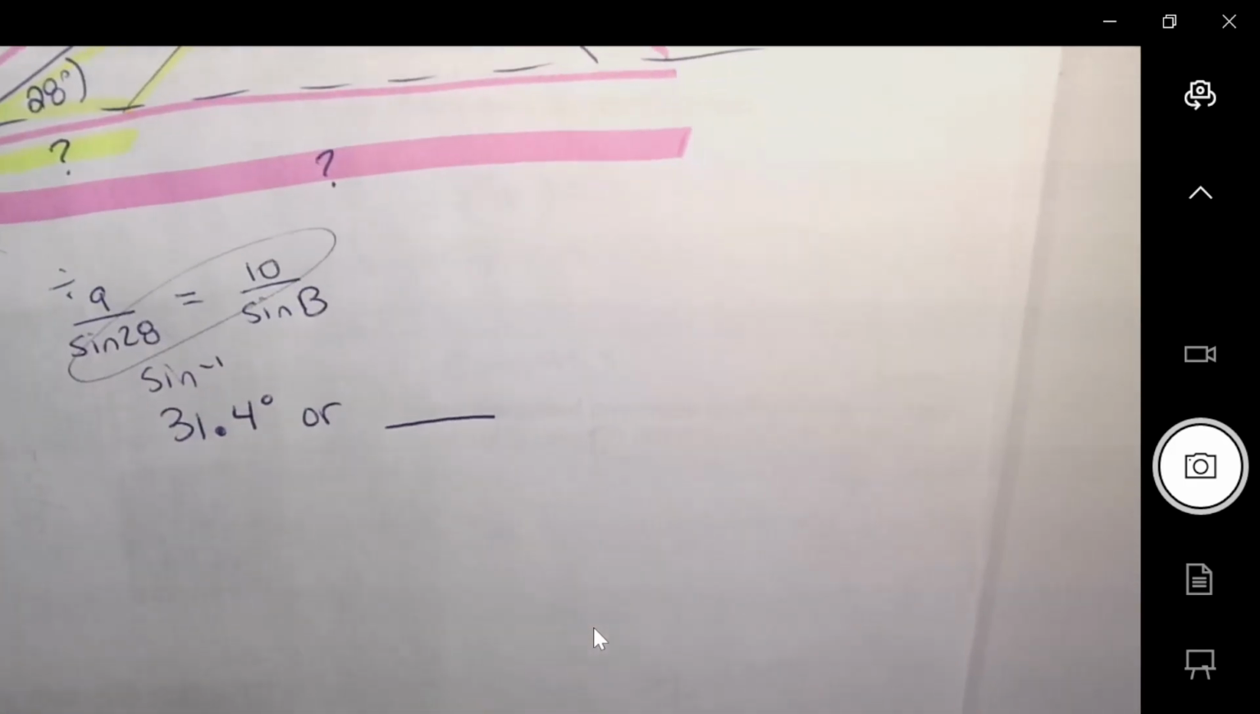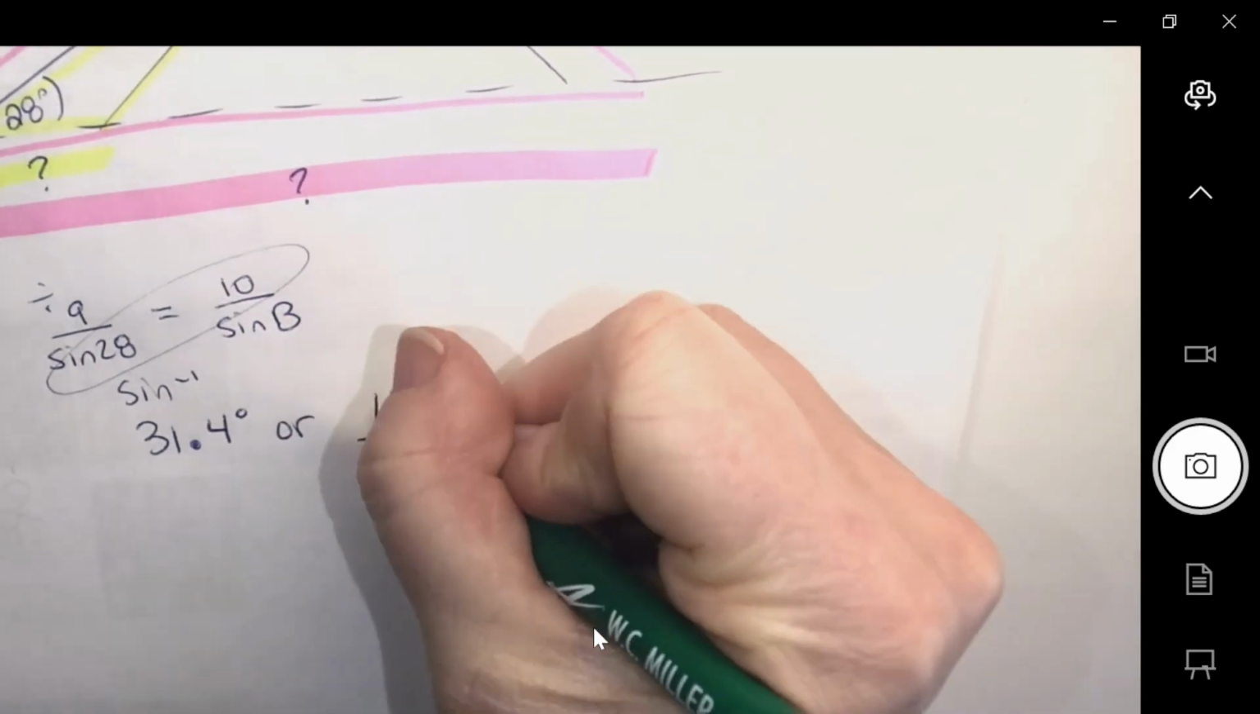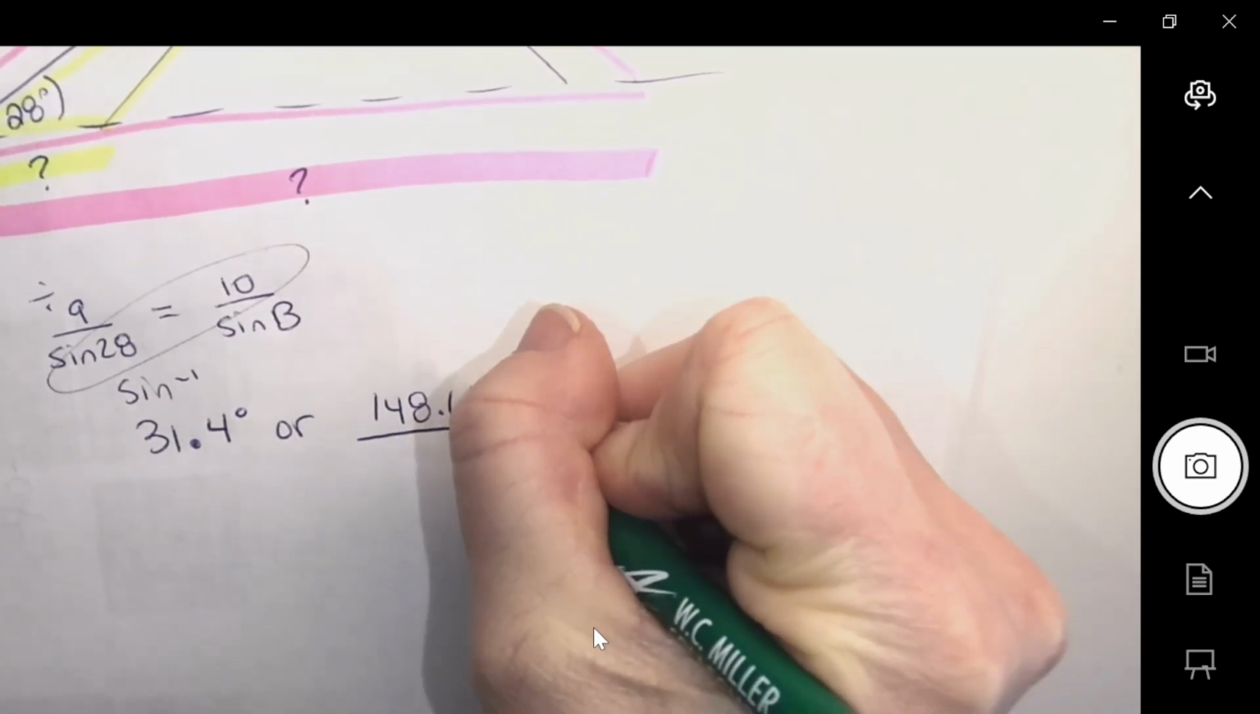So your calculator should show you 31.4 degrees. Are we matching? Or there could have been a different option, but your calculator didn't show it. How do I know what the other option is? 180 minus. The other angle could have been its supplementary option.